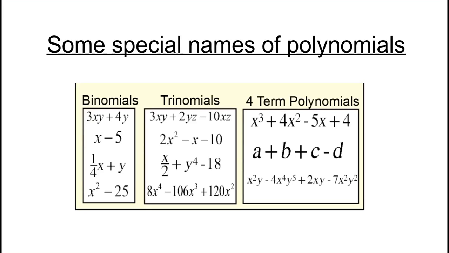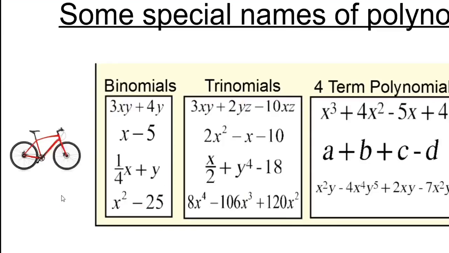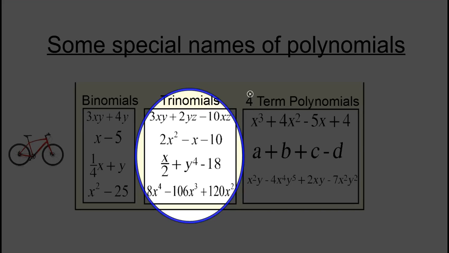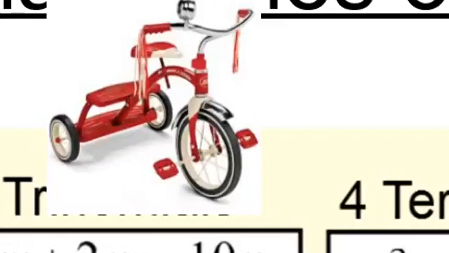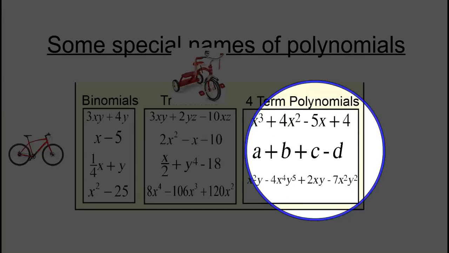Let's talk about some special names of polynomials. All of these are binomials because they're polynomials with 2 terms. You know, like a bicycle has 2 wheels, a binomial has 2 terms. Same thing for a trinomial. A polynomial with 3 terms is called a trinomial. You know, like a tricycle has 3 wheels, a trinomial has 3 terms. After that, there's not really any special names. A 4-term polynomial is just called a 4-term polynomial, and so forth and so on.